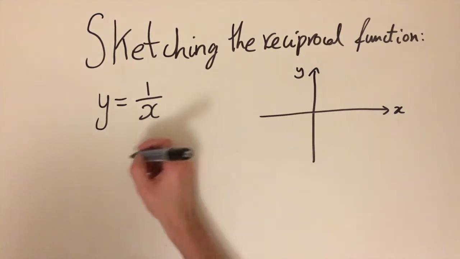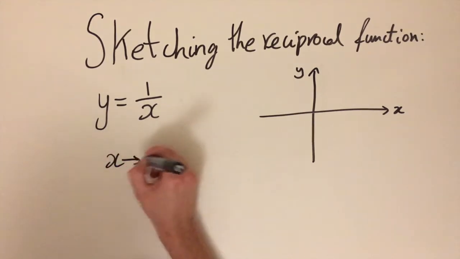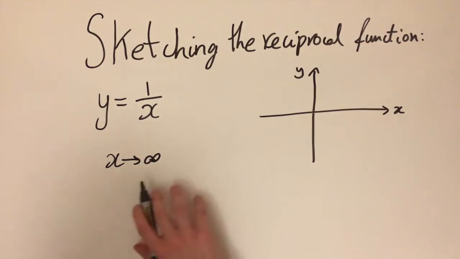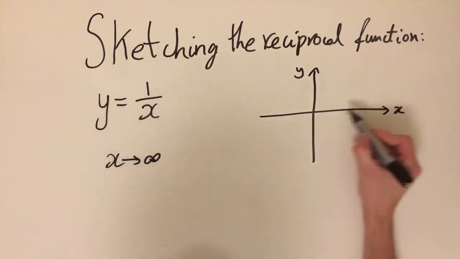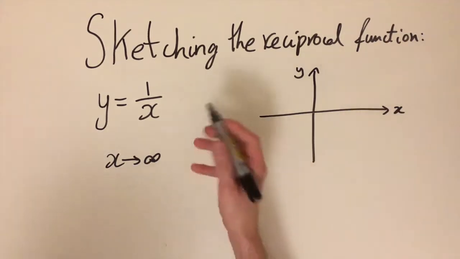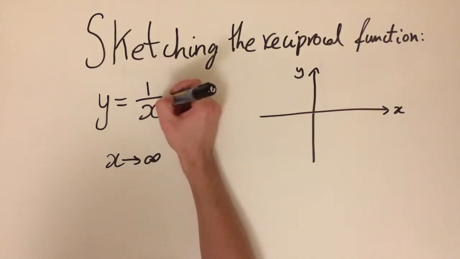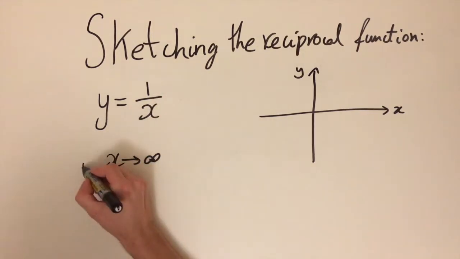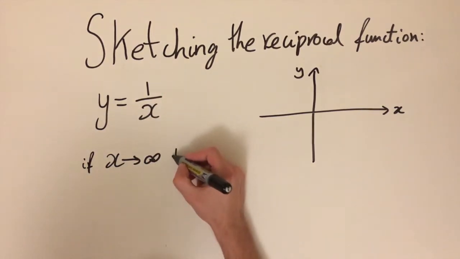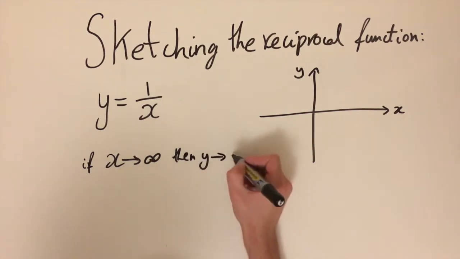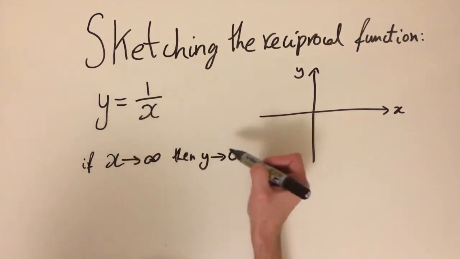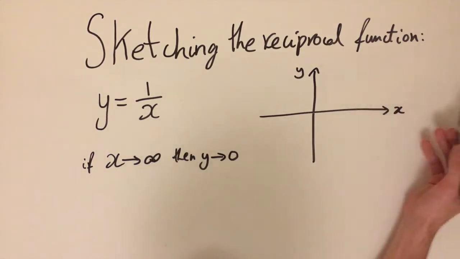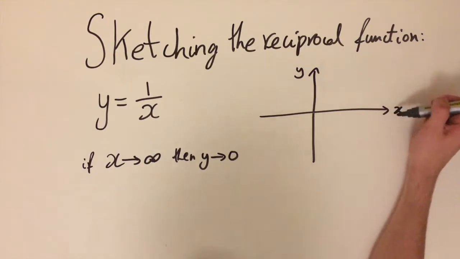So if we say x goes to positive infinity, this is notation to say as we take x to be a very big number, so we're pushing x on this axis to the right. What's going to happen to y? We're going to have 1 divided by a very large number, which means we're going to get a very small number. So if x tends to infinity, then y tends to 0. As x gets bigger and bigger, y is going to go to 0, which means that on the graph, as x goes to the right, y is going to go down towards the x-axis.